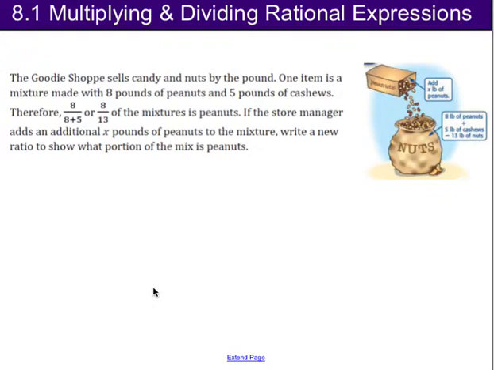Today we're going to go ahead and start Chapter 8, starting with multiplying and dividing rational expressions. So let's go ahead and look at our example.